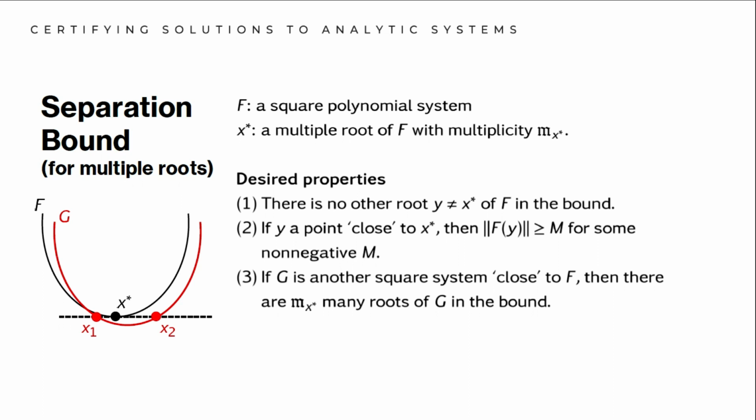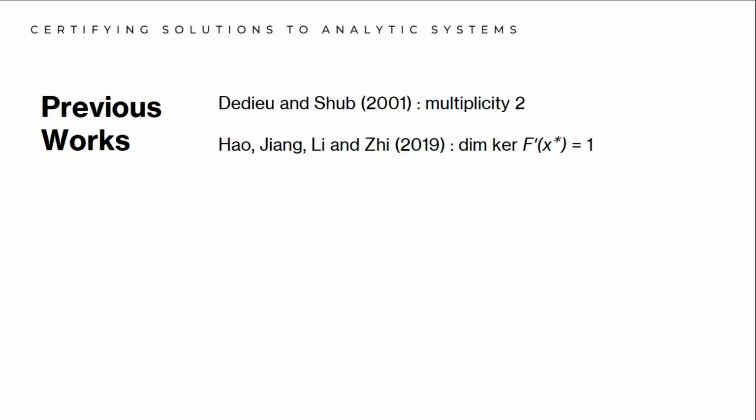So let's look at previous works about the separation bounds. Didier and Shuk in 2001 studied the separation bound for multiplicity two roots, and Li Hong and several of their students worked on the separation bound for multiple roots where the dimension of the kernel of the Jacobian is equal to 1. It would be really good if we could deal with separation bounds for all kinds of multiple roots.